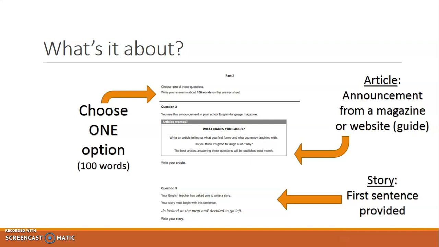So, what are the two possible options? One is an article, the other is a story. To write the article, you are given an announcement or an advertisement of a magazine or a website. This will be essential information that you use as a guide to write. In case you write the story, you are given the first sentence of the story. So it is obligatory for you to include it in your story.